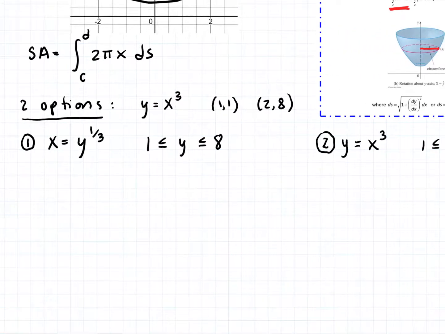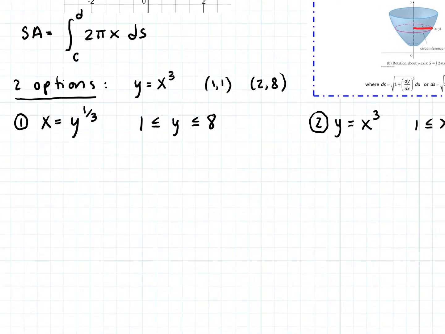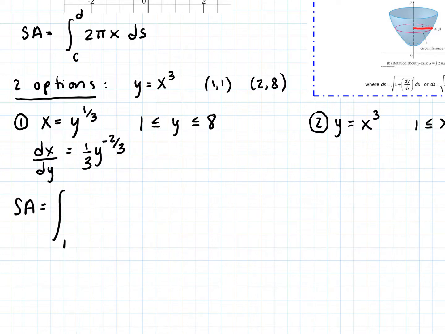If we're thinking of it in terms of y, x equals y to the 1/3, then the setup for the surface area needs dx/dy. The derivative of this is 1/3 y to the negative 2/3. And our surface area formula is going to be the integral from 1 to 8 of 2 pi times x, but our x is y to the 1/3.